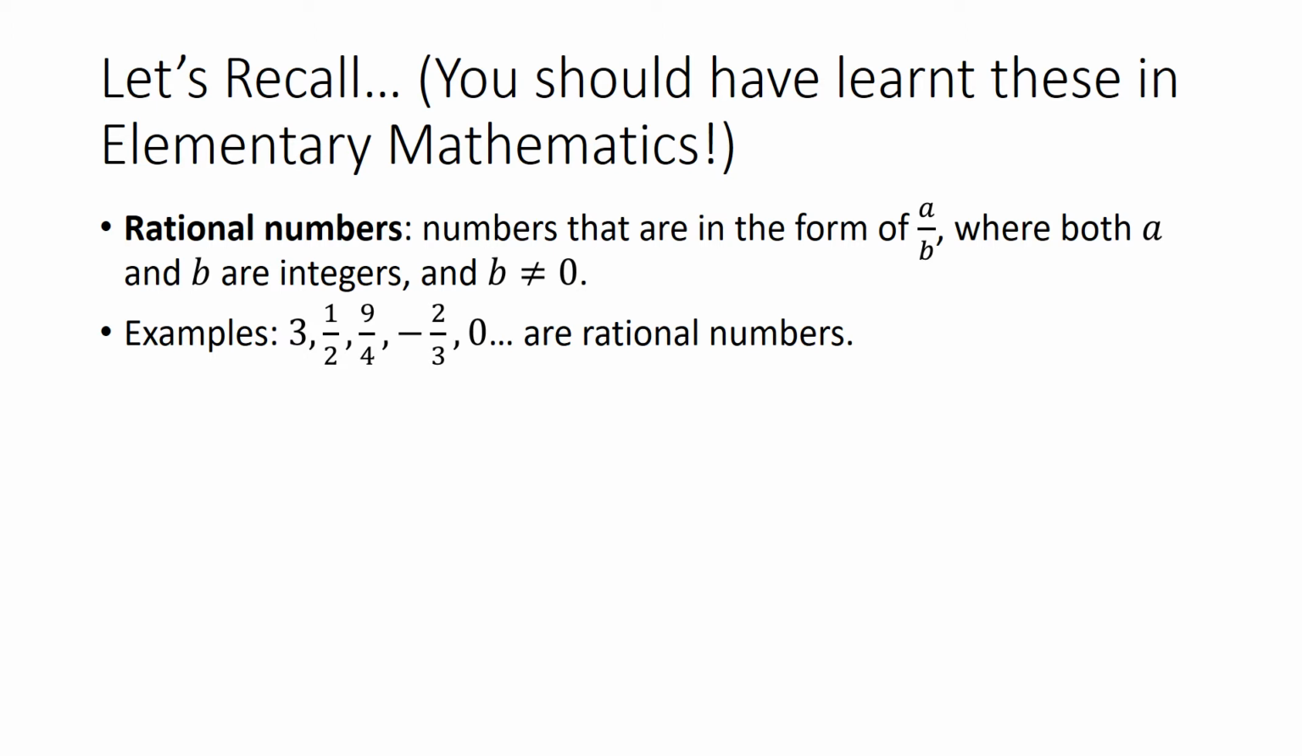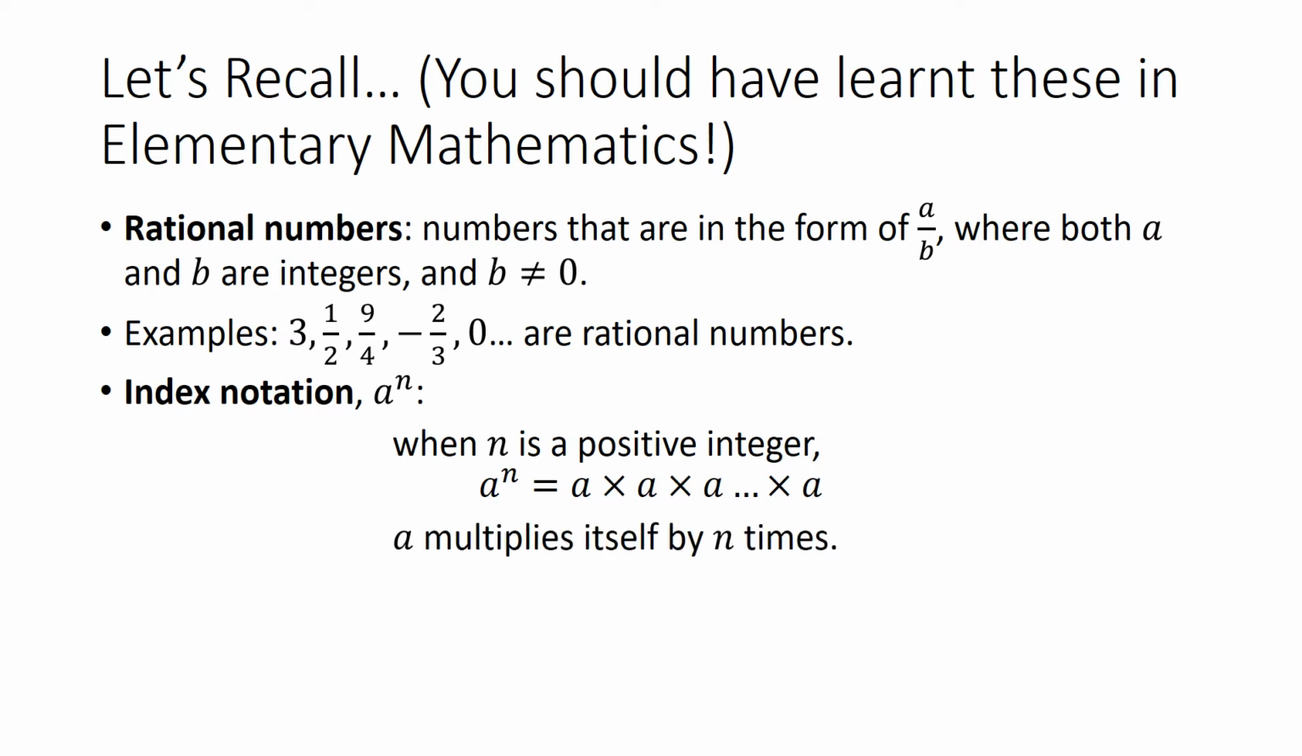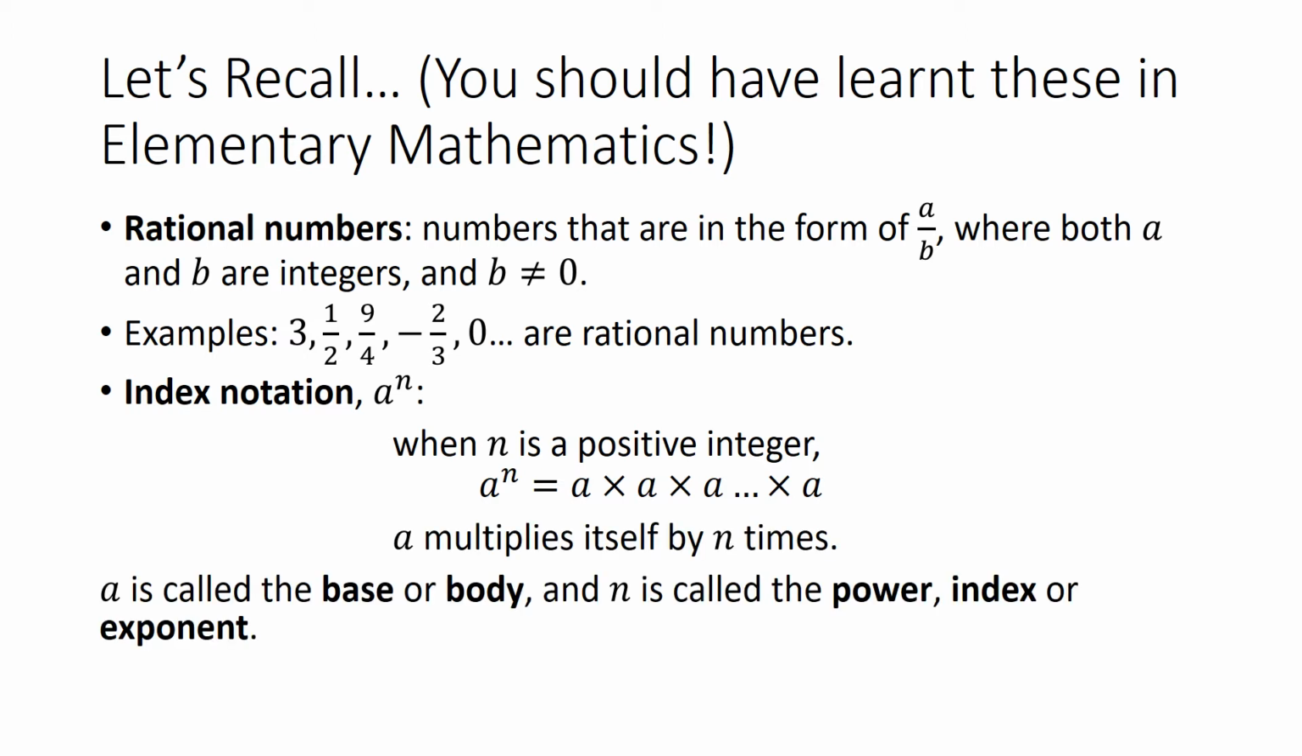These are rational numbers. Index notation, a to the power of n, where n is a positive integer. a to the power of n is equal to a times a times a multiplied by itself n times. a is called the base or body, and n is called the power, index, or exponent.